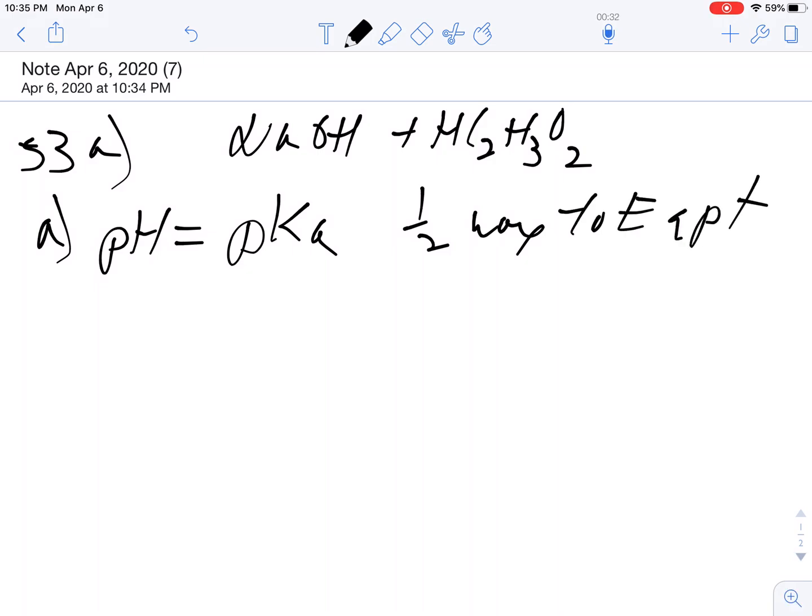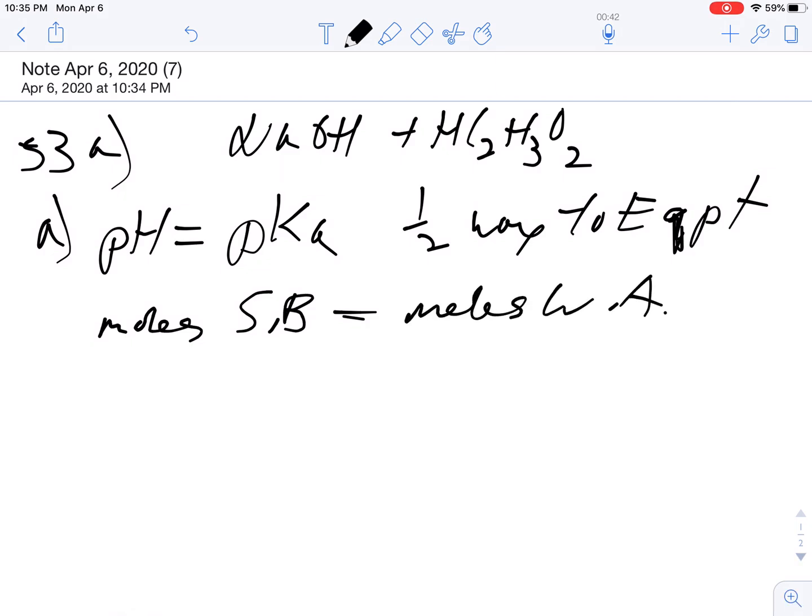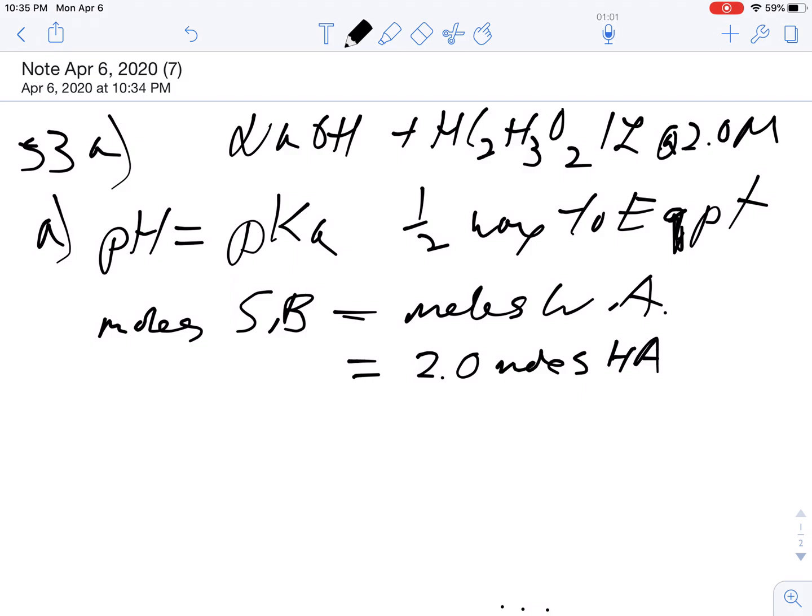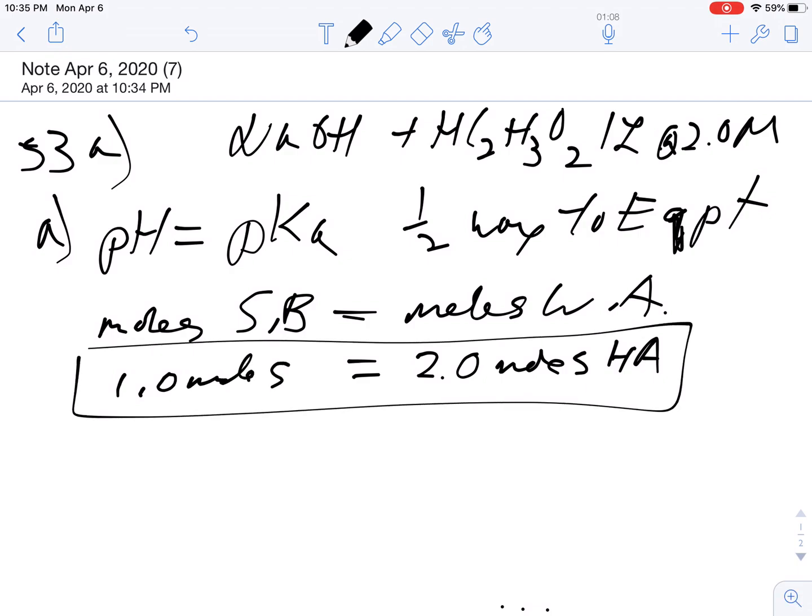Okay, well, the equivalence point is where the moles of strong base equal the moles of weak acid. So if we're halfway to the equivalence point, we have this many moles of weak acid. How do I know that? Because we've got 1 liter of it at 2 molar. So if I got 2 moles of my weak acid, then I'm going to need half as many moles of my strong base. So the first one's not so bad.